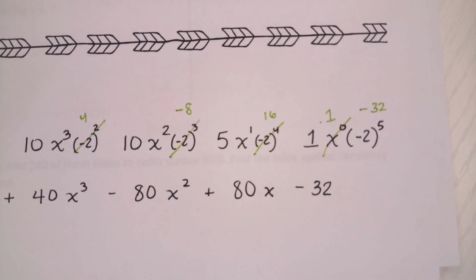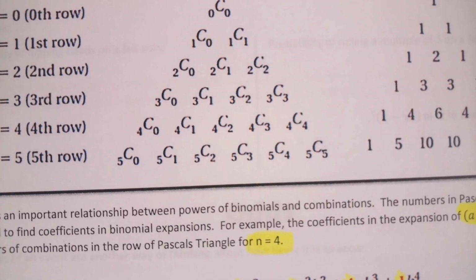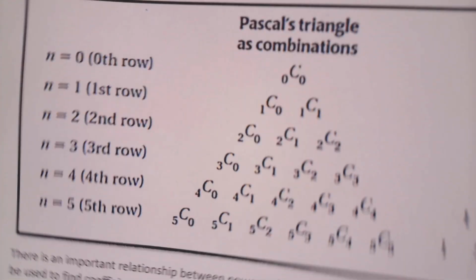Okay. So that's how we did it before. And that's how you would do maybe a full binomial expansion. But really today we're focusing on finding just a specific term of the binomial expansion. Just a specific term. And we're going to try and do it using combinations.